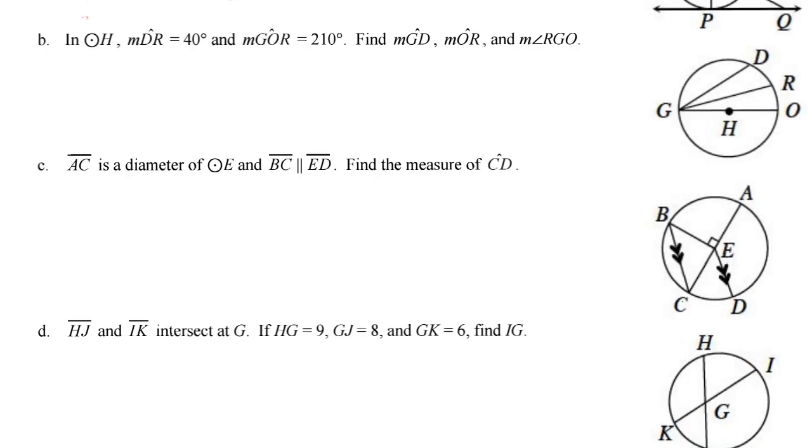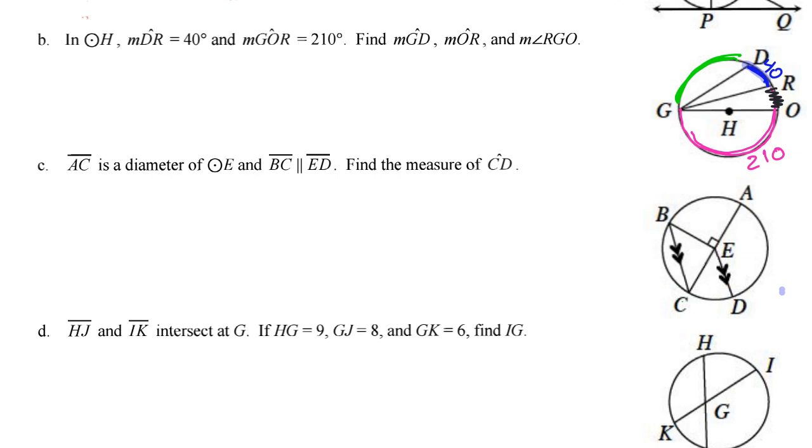Moving on to question B. In circle H, the measure of arc DR is equal to 40. So I'm going to make sure that I put the information down. So this arc DR is equal to 40. Also the measure of arc GOR, so this whole arc is equal to 210. You want to find the measure of arc GD. So here, you want to find the measure of arc GD. And also you want to find the measure of arc OR.